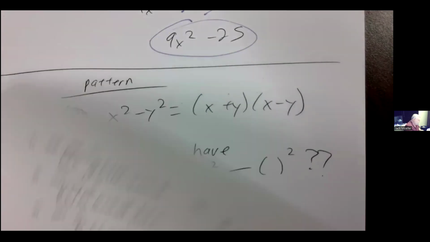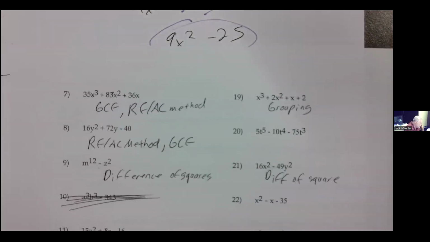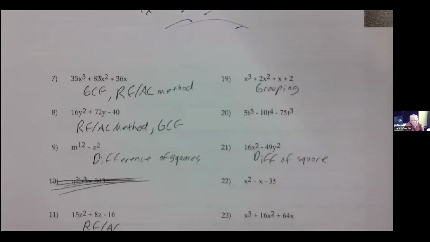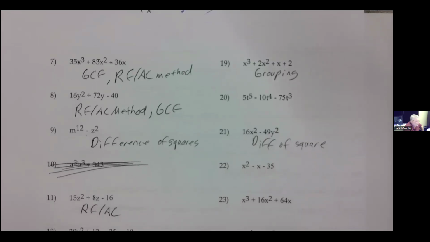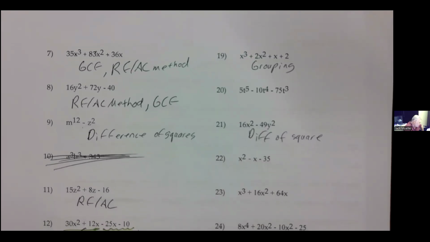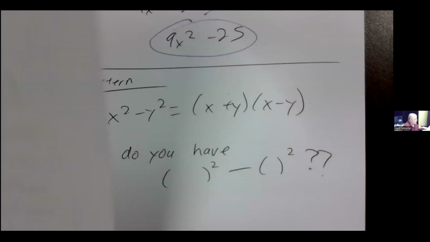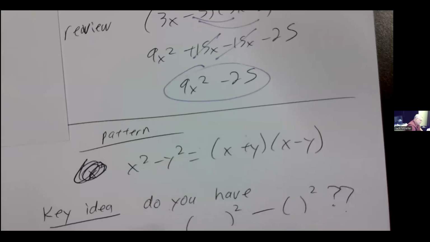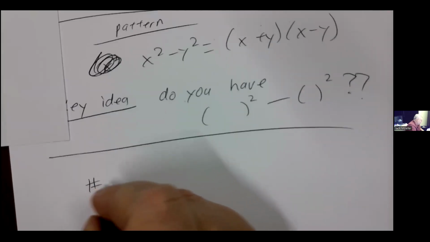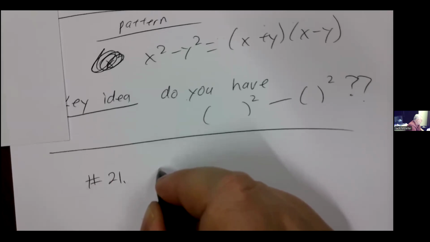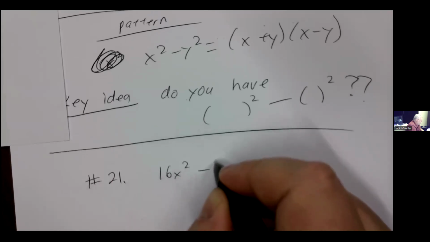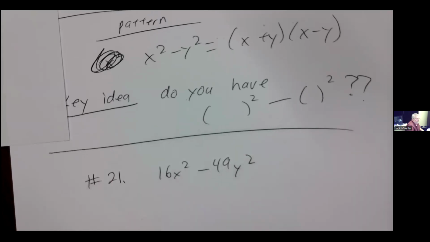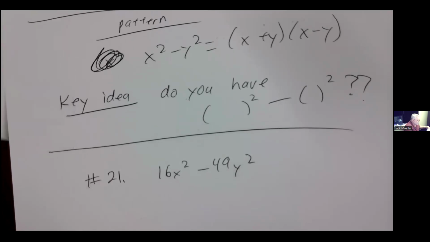Oh, so let's see. I said 9's a difference of squares. I want to come back to that one. It's a little bit different. Let's do 16 first. Sorry, 21. That's 16. We're factoring 16x squared minus 49y squared. So is this a difference of squares?